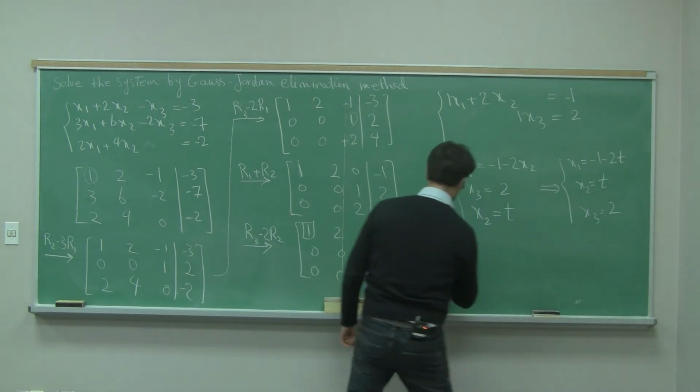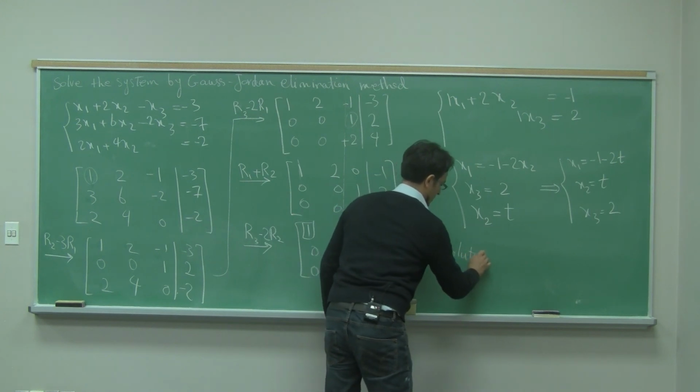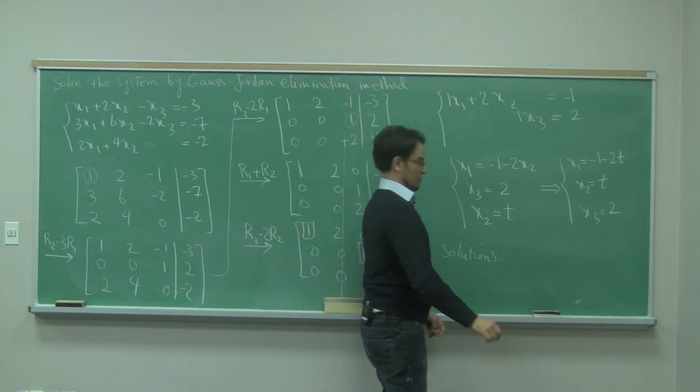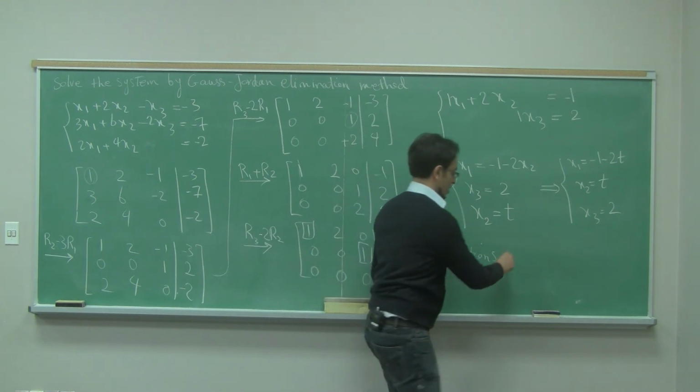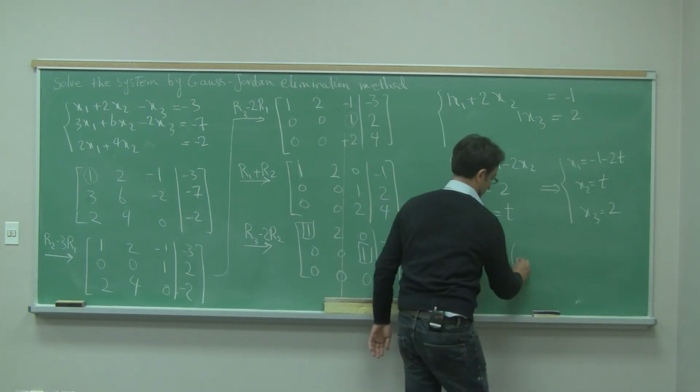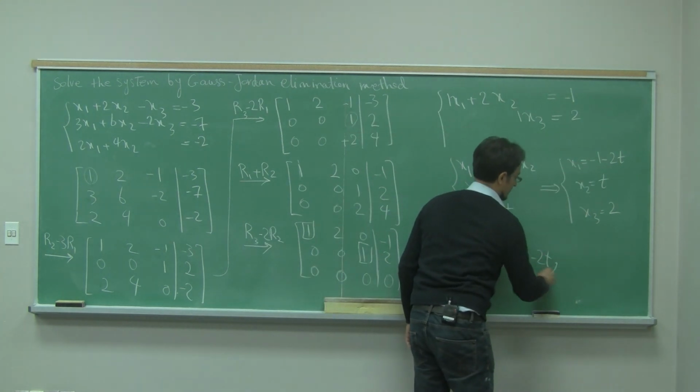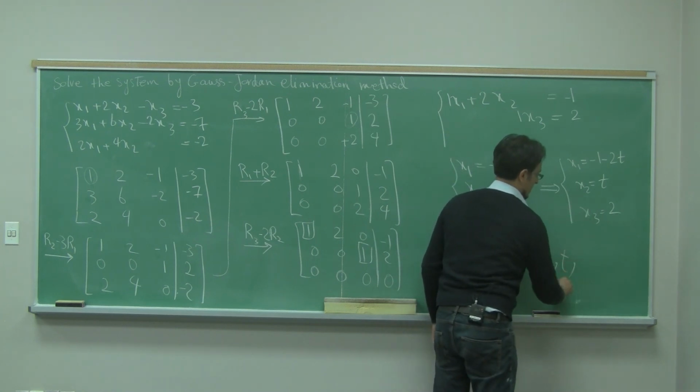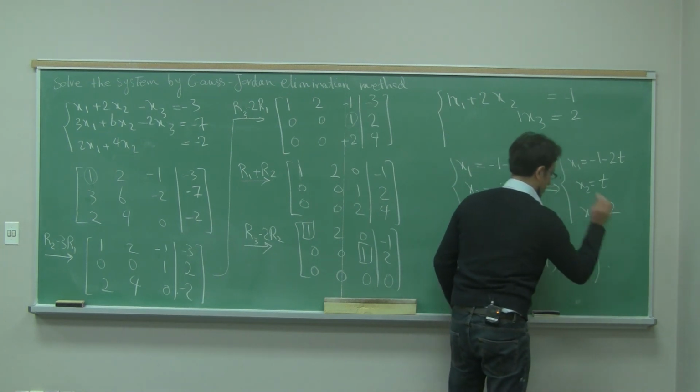This means that the solutions, which are infinitely many of them, are of this form. The first component is negative 1 minus 2t. The second component is t, and the third component is 2.